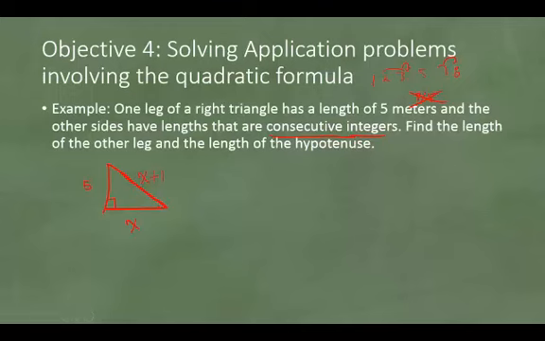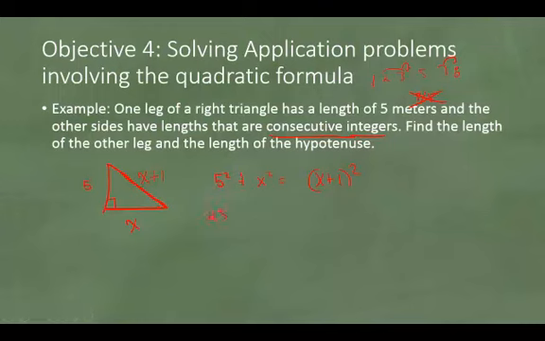All right, so now we're going to use the Pythagorean theorem. The Pythagorean theorem says that 5 squared plus x squared should equal the hypotenuse squared, x plus 1 squared. And then we're going to solve.